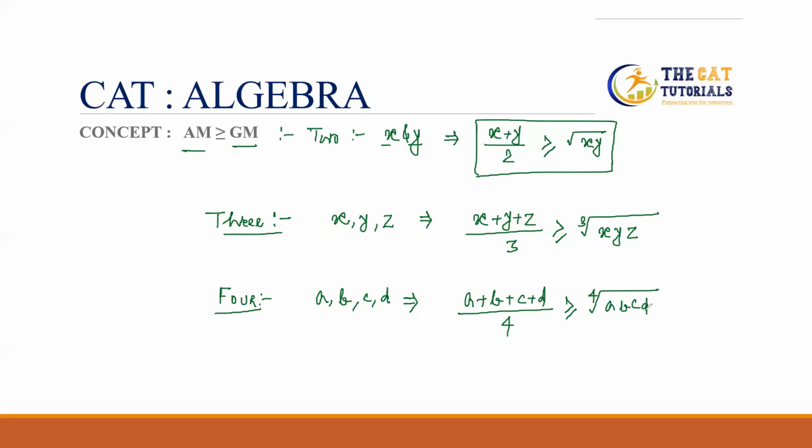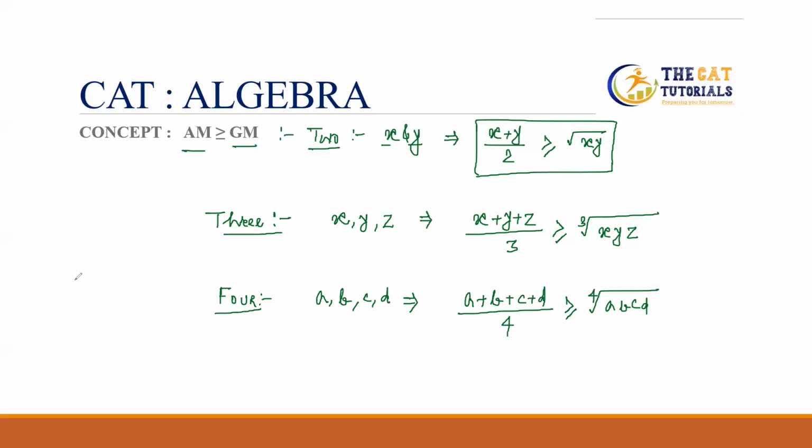Okay, students, is it clear to all of you? Here I have discussed the basic concept that AM is always greater than or equal to GM. And I have discussed these rules by applying them to two quantities, three quantities, and four quantities.